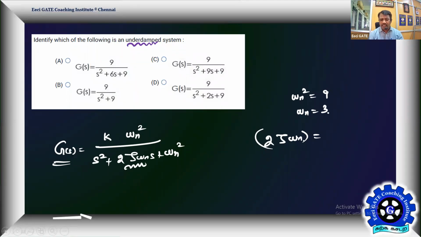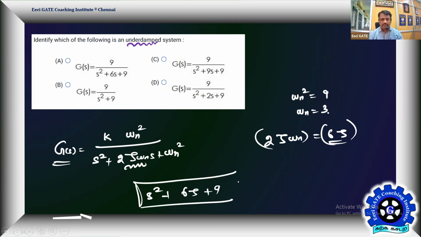2 into omega n, we know omega n is 3, therefore 2 into this will be 6, so it is going to become 6 zeta. So 6 zeta will be the coefficient of s. I should write the denominator as s square plus 6 zeta s plus 9. Now what is the problem? Underdamped means zeta should be less than 1. Simple. Zeta less than 1 means 6 zeta will be less than 6. So the coefficient less than 6 is your answer. So option D.